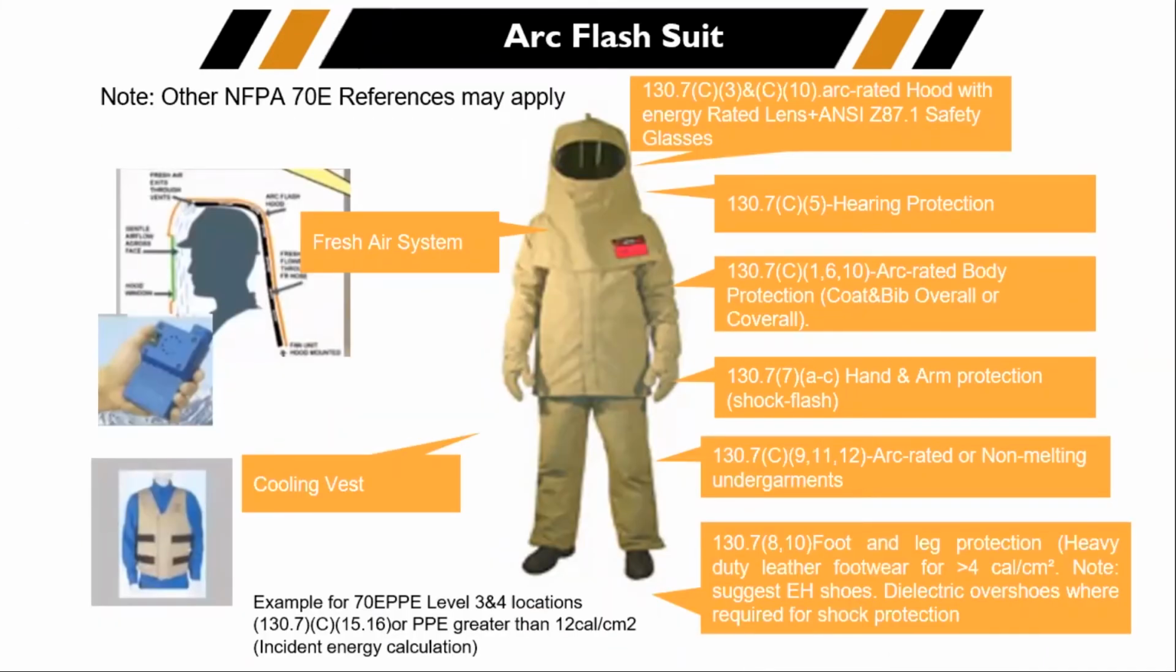We continue with levels 3 and 4. It refers to the arc flash suit of the NFPA 70E, also section 130.7. As you can see, it's a full cover suit with fresh air system, cooling vest, arc-rated hood with energy rated lens, safety glasses, hearing protection, arc-rated body protection, hand and arm protection, arc-rated non-melting undergarments, and finally, foot and leg protection.